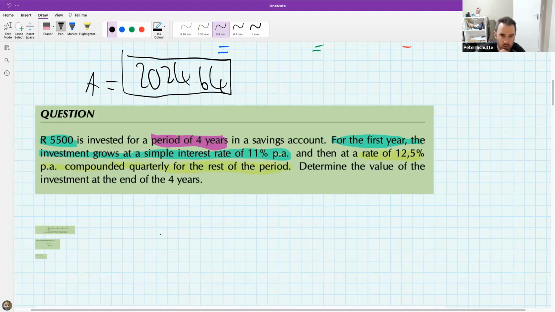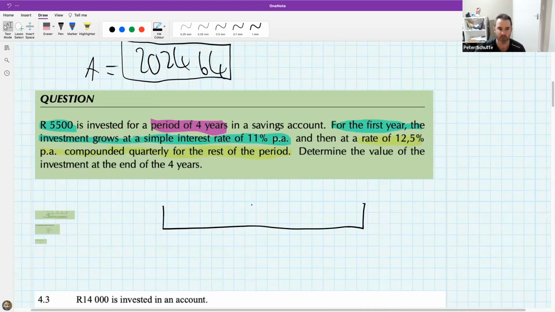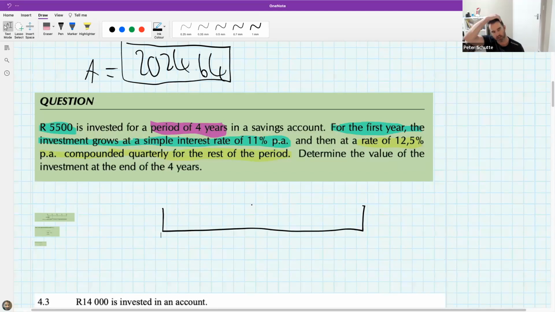So I want you to start by drawing your timeline and then filling in the bits of information. Now, what's important, let's just do that first. First of all, do your timeline and say done when you've done your timeline, and then we'll talk about how do we grow something with simple interest, how do we grow it with compound interest.